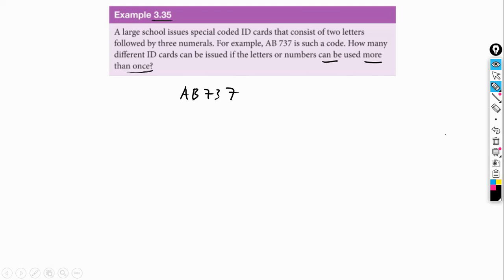AA111, for instance. Okay, so this is again a very simple problem because all we have to do is a multiplication. There's 26 letters in the English alphabet, so we would say 26 for this spot, times 26 for the next spot. And then we would say there's 10 possibilities for the third spot, times 10 possibilities for the fourth spot, times 10 possibilities for the last spot. This is going to equal 26 times 26 times 10 times 10 times 10, and that's going to be 676,000 different ways.